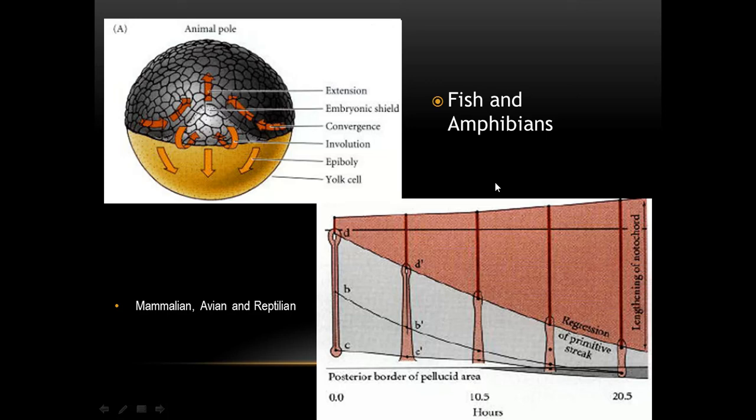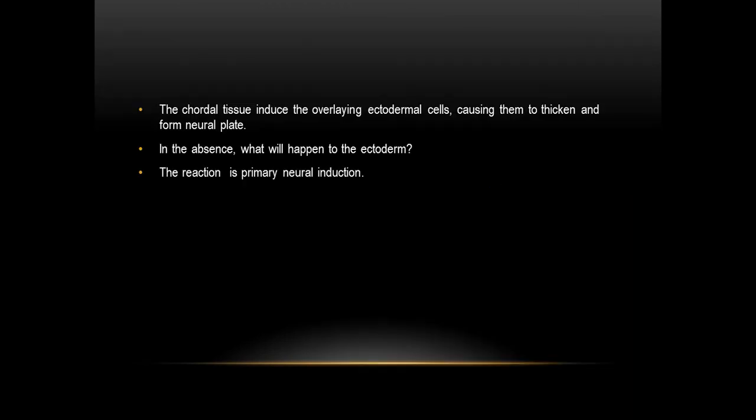We expect the pattern to be from caudad to craniad, or caudad to cephalad. Chordal tissue that induces the overlying ectodermal cells actually starts from the Hensen's node, or the dorsal blastoporal lip, and then they push anterior, or they push towards the head portion of the animal.